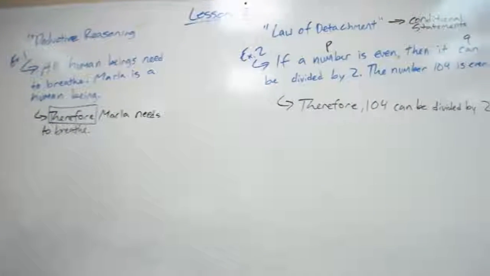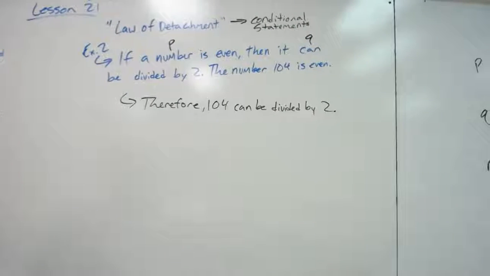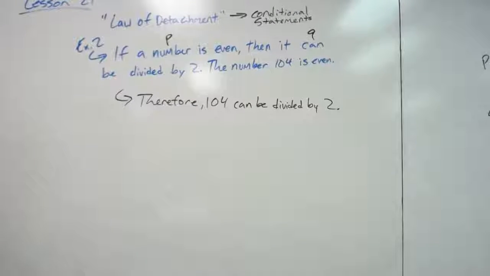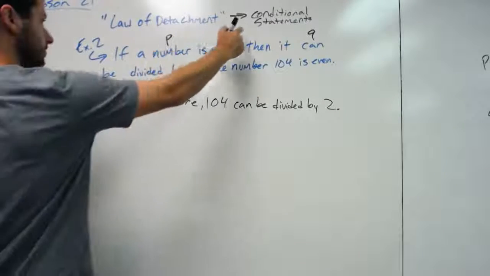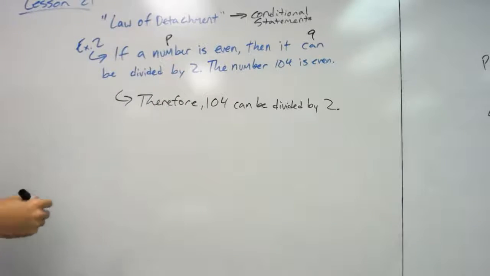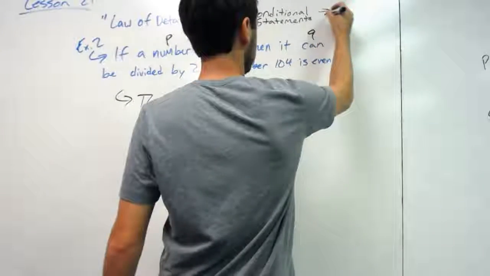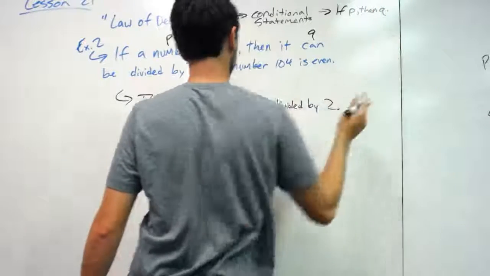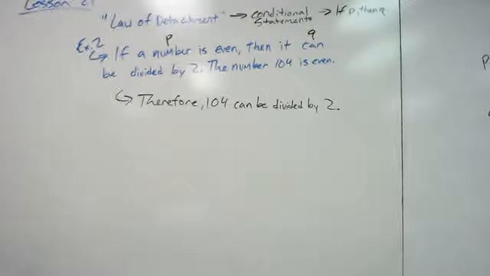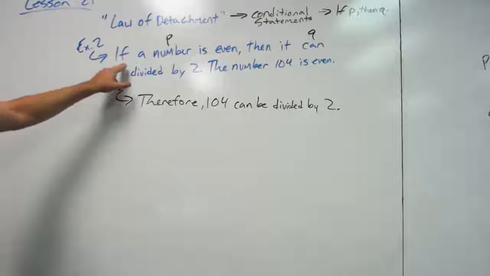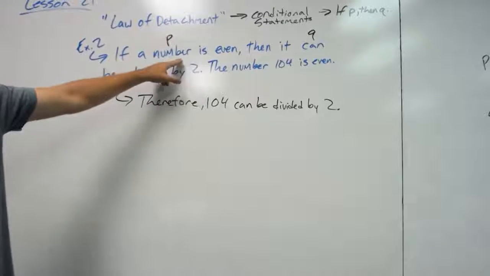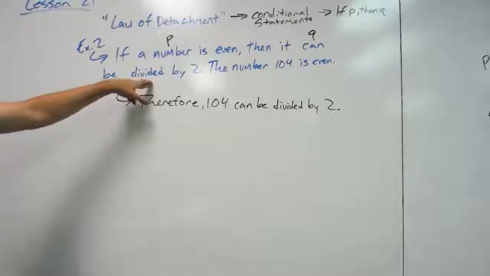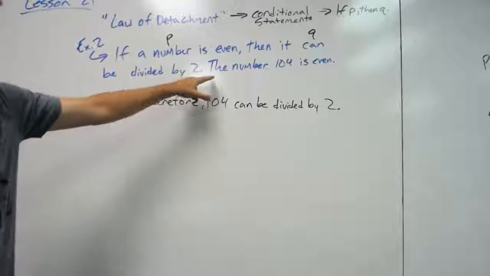So now let's look at a type of deductive reasoning, the law of detachment. Law of detachment is using conditional statements. Conditional statements are if P, then Q. So we have a conditional statement here: if a number is even, that's our P, our hypothesis, then it can be divided by 2. So there's our conclusion, Q. Then it gives us our statement.